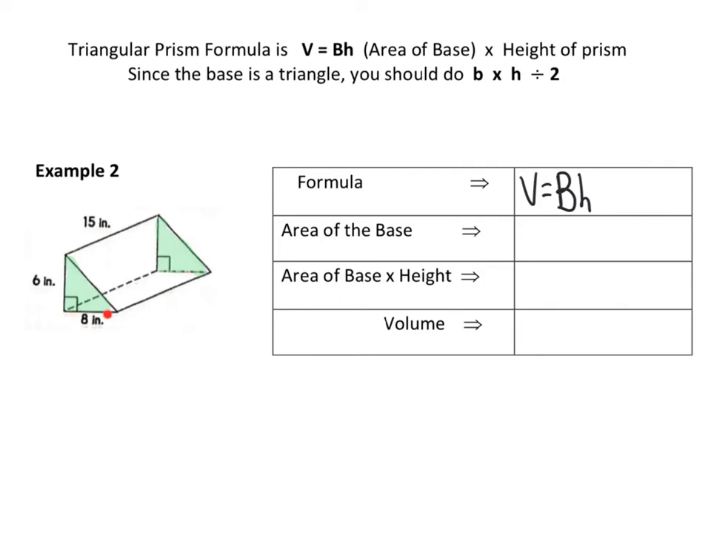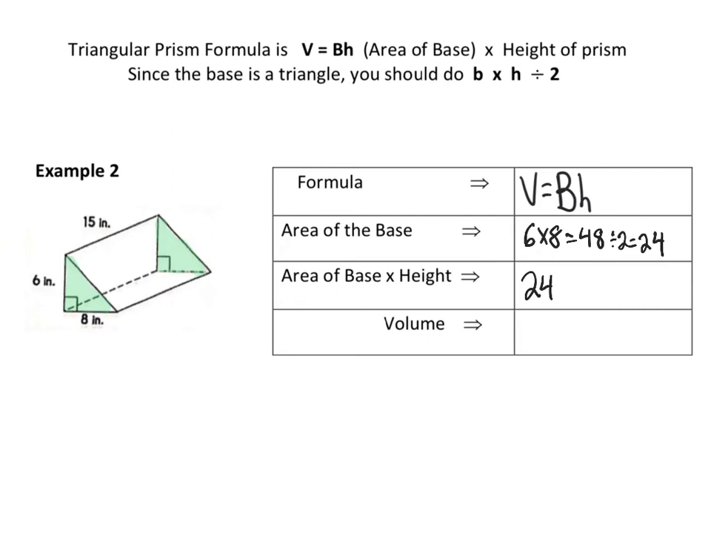So this right here would be my base and my height. I know that because of this right angle. This right angle tells me where the base and height are. So this would be the height. Here's the base. So that would be 6 times 8, which is 48. But it's a triangle, so I can't forget to divide by 2 to get 24. So the area of the base is 24.